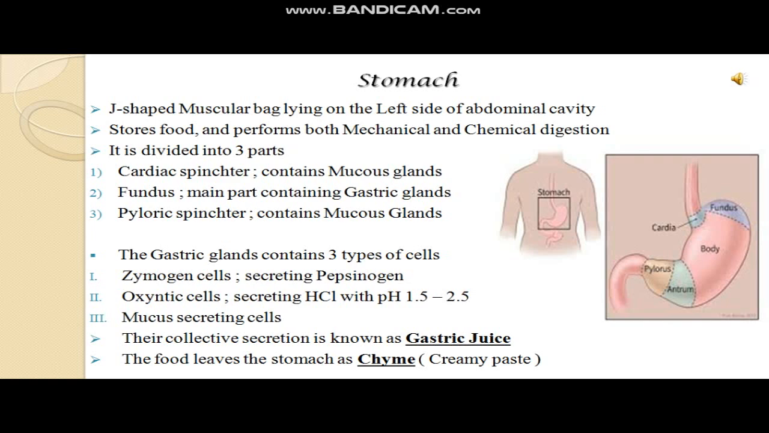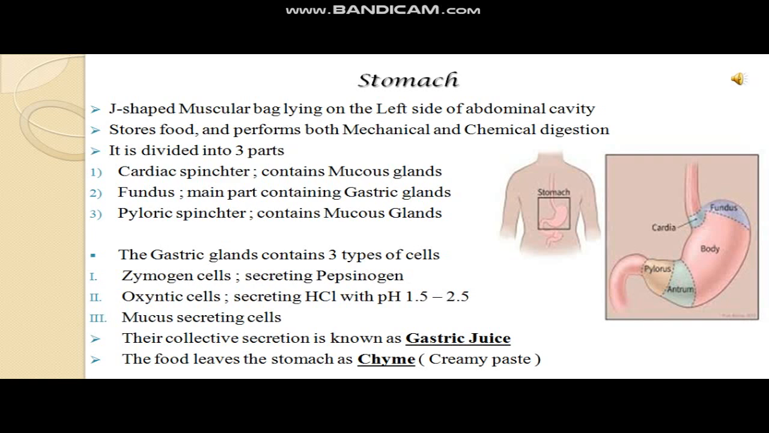The stomach is a J-shaped muscular bag lying on the left side of the abdominal cavity. It stores food and can also perform both mechanical and chemical digestion. It has three main parts. Number 1, the cardiac sphincter, that is a valve, and controls the entry of food into the stomach. It mainly contains mucus glands to moisten the food entering.